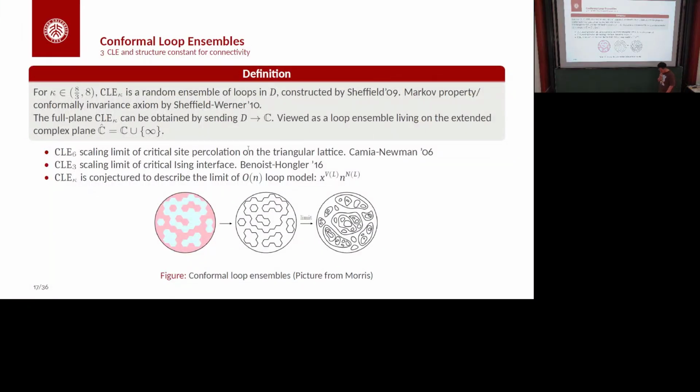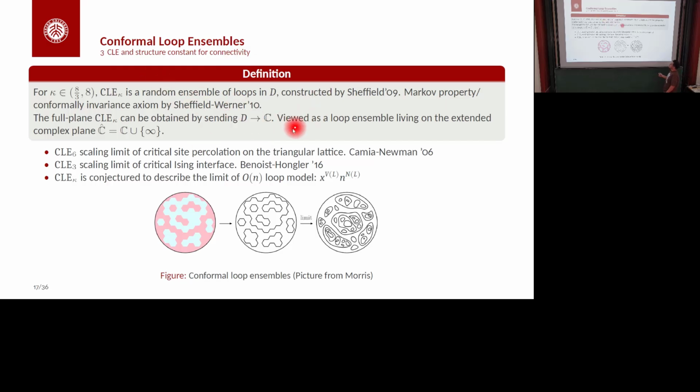Okay, now we get back to our story. So we see that not only for percolation, but also for the FK model, the three-point function, the connectivity constants, are both given by the imaginary DOZZ. Now we could imagine some universality. So we know that for all these models, the scaling limit is always given by the so-called conformal loop ensembles.